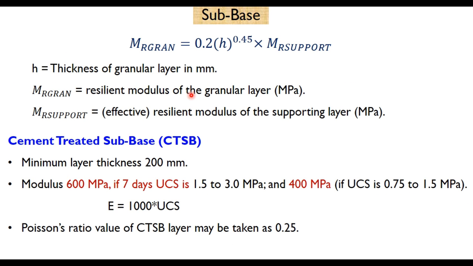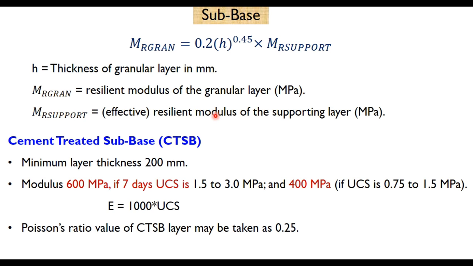The MR value of subbase is estimated using this equation, where H is the thickness of the granular layer in millimeter and MR support is the resilient modulus of subgrade soil. That is the base support provided by the subgrade.